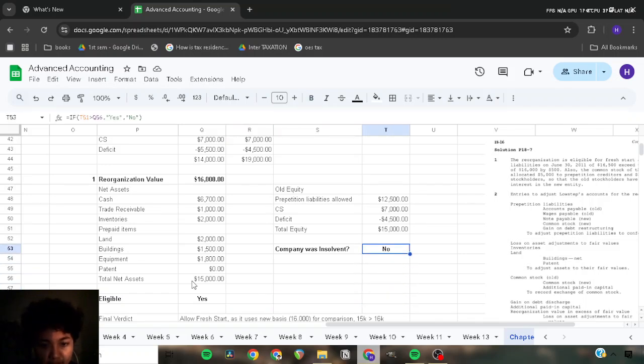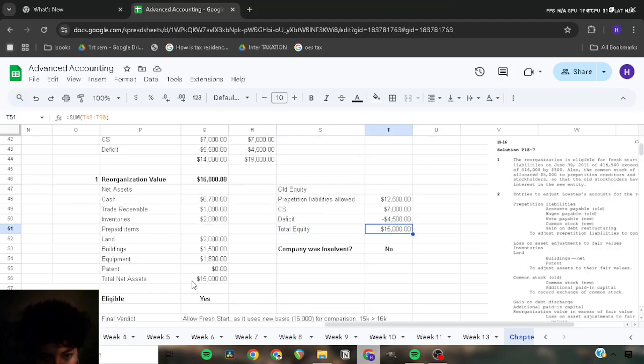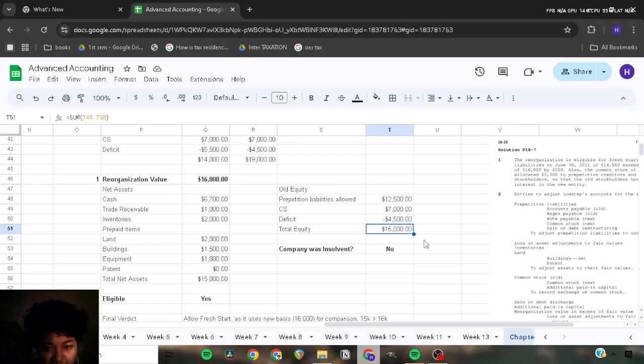On the other hand, we can also see that the total equity equals total assets here, right?